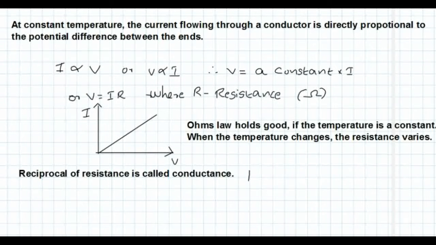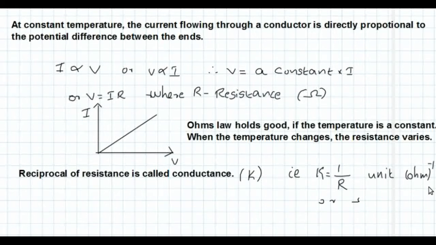Then the reciprocal of this resistance is called conductance. The symbol of conductance is K. That is, we may write K is equal to 1 by R. Then what will be the unit of this conductance? The unit of conductance will be the reciprocal of that of the resistance. That is, it is ohm inverse, that is 1 by ohm. The unit of conductance is 1 by ohm.